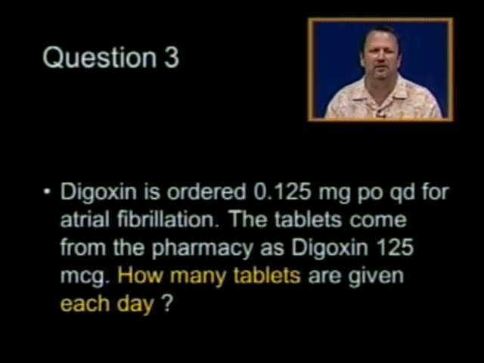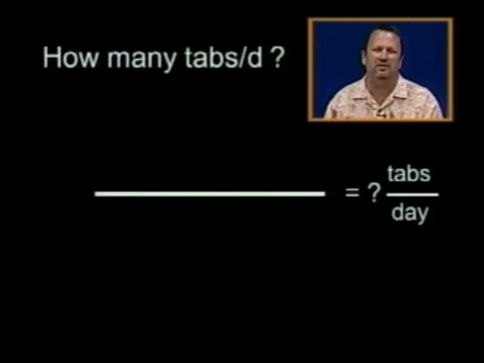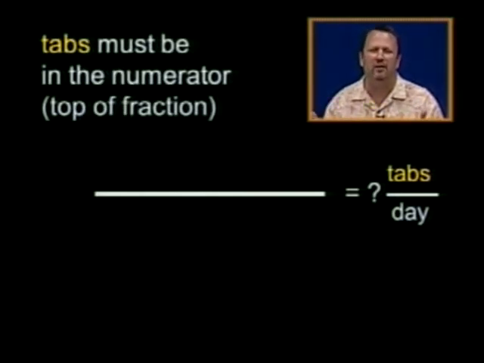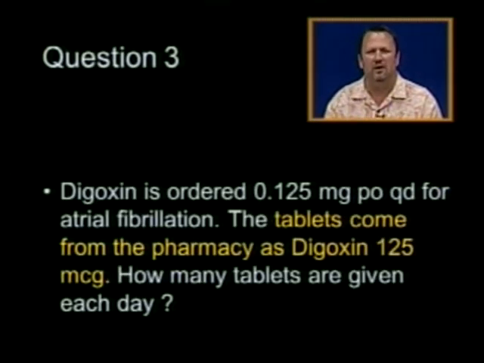How many tablets each day is the question, so how many tablets each day is the answer. Because how many tablets per day is the answer, tabs will need to be in the numerator when we set this up, and days will end up in the denominator. The tablets come from the pharmacy as Digoxin 125 micrograms.